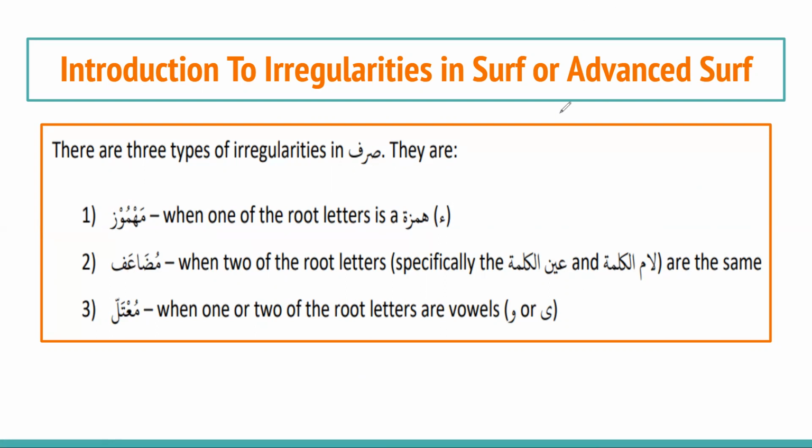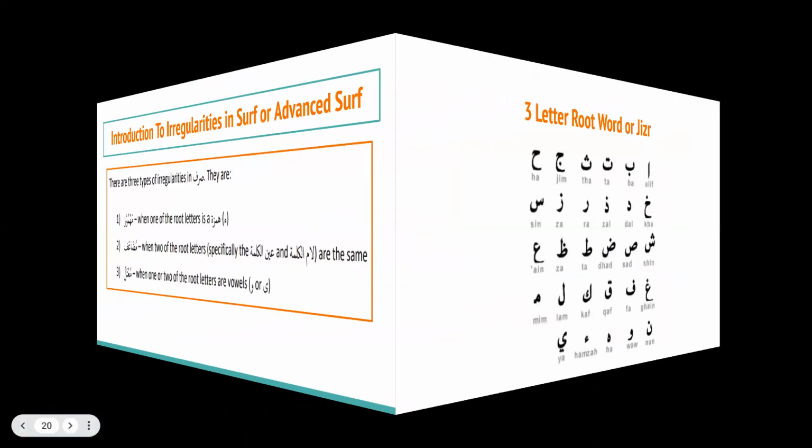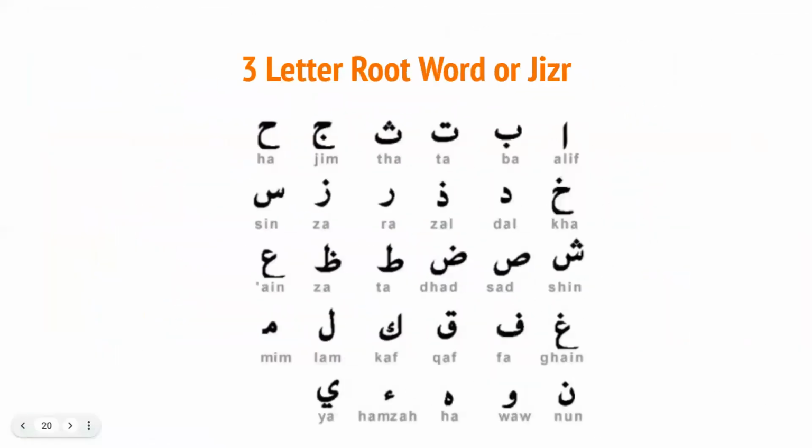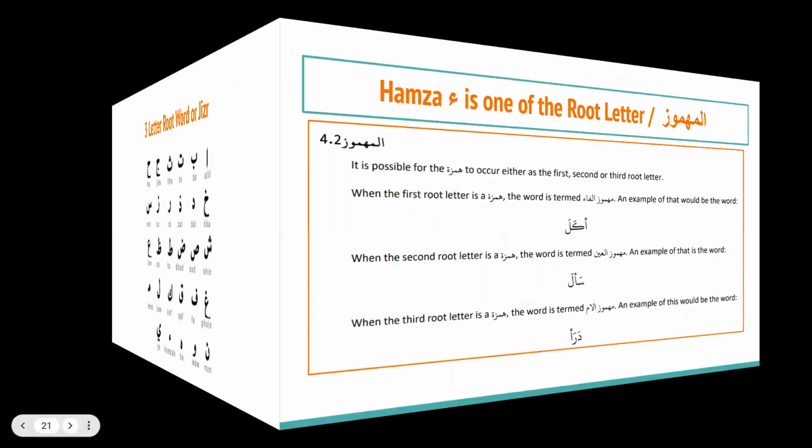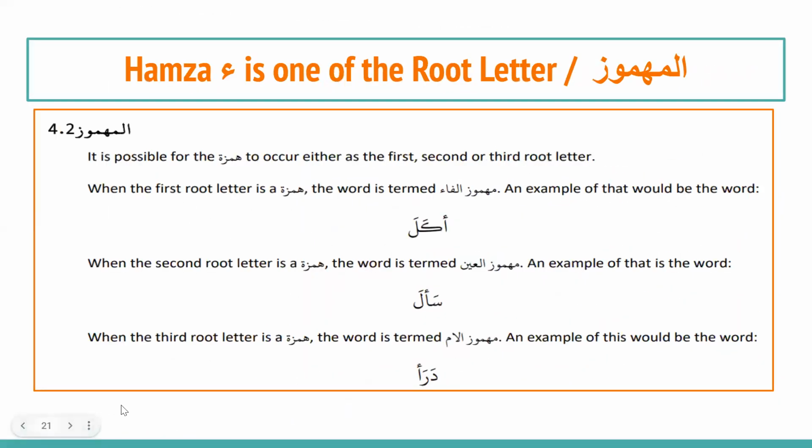So Mudaa'f is a fail in which two of the three root letters are the same. And the third type of irregularity is when Ya or Waw are one or two of the three root letters. So this third irregularity is fi'l mu'attal.